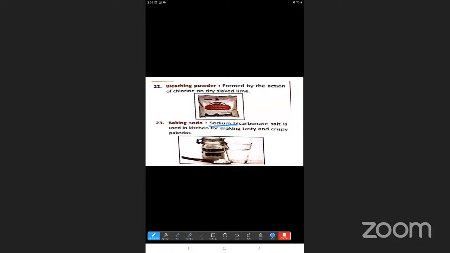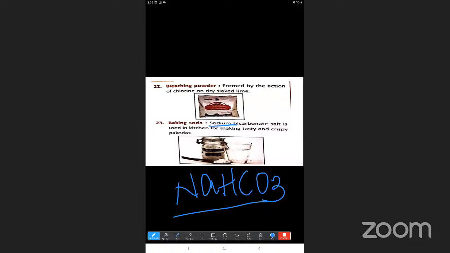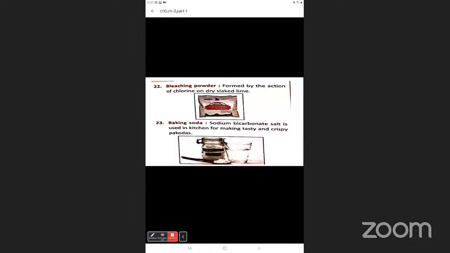Okay, NaHCO3. This is sodium bicarbonate. This salt is used in the kitchen for making tasty and crispy items. We use this mostly in pakoras, right? We can also call it baking soda.